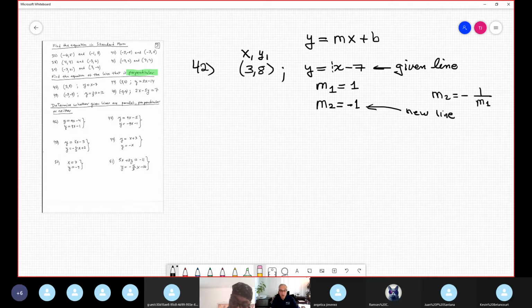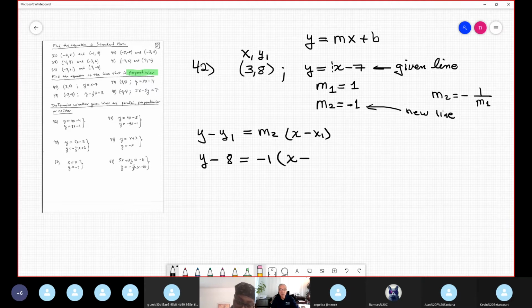I need to determine the equation for this new line using the formula again. In this case, slope times x minus x1. Y minus 8 is equal to negative 1 times x minus 3. Distribute the 3 with the distributive property. Minus x plus 3. The answer can be in slope-intercept form or standard form. So let's do it both ways for practice.